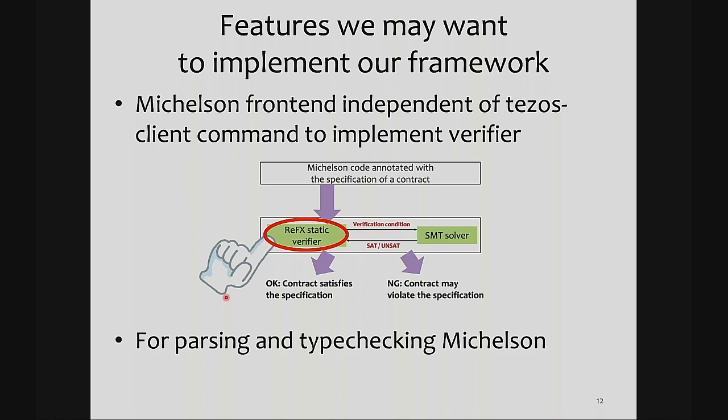Currently, we are planning to implement our own parser and type checker, and in this way it is difficult to track the changes made to the Tezos client. So it would be really helpful if this part were factored out as an independent library.